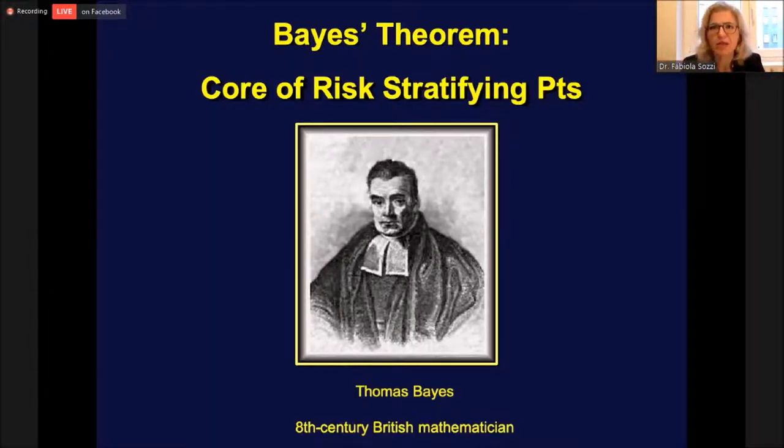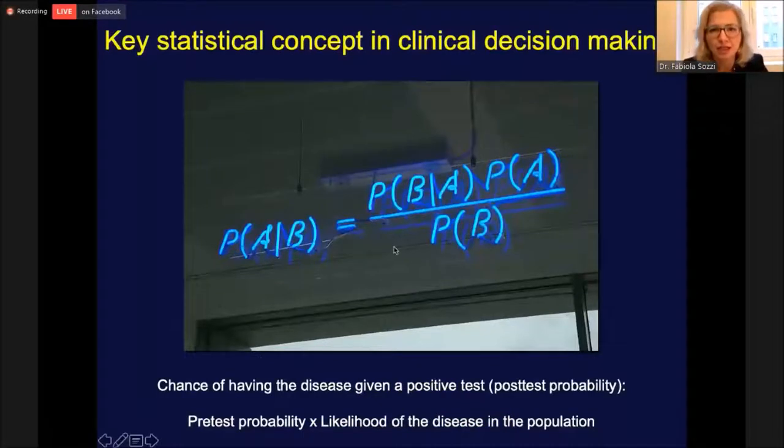The majority of our medical tests are based on the Bayes theorem. What is this Bayes theorem? All the studies mention it. First of all, who was the inventor? It's Thomas Bayes, a mathematician from England who lived in the 1700s. He discovered in 1762, more than 200 years ago, a formula that is the core of the risk stratification of our patient. This is his mathematical formula.